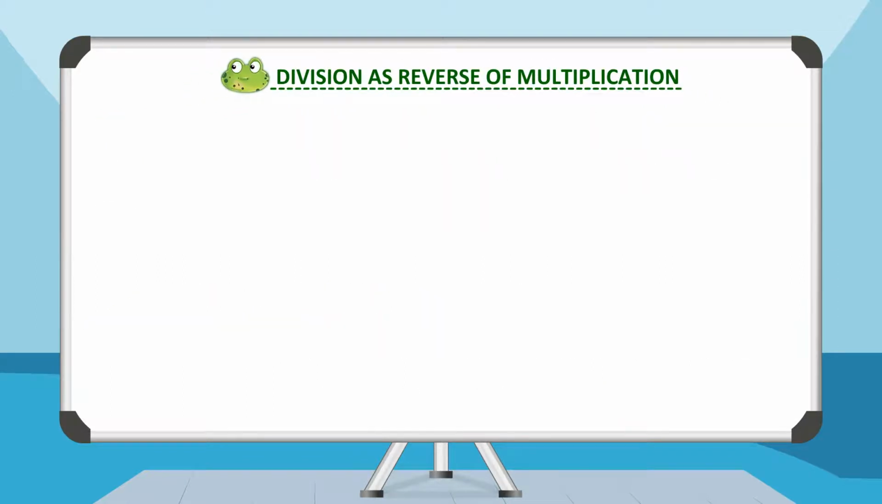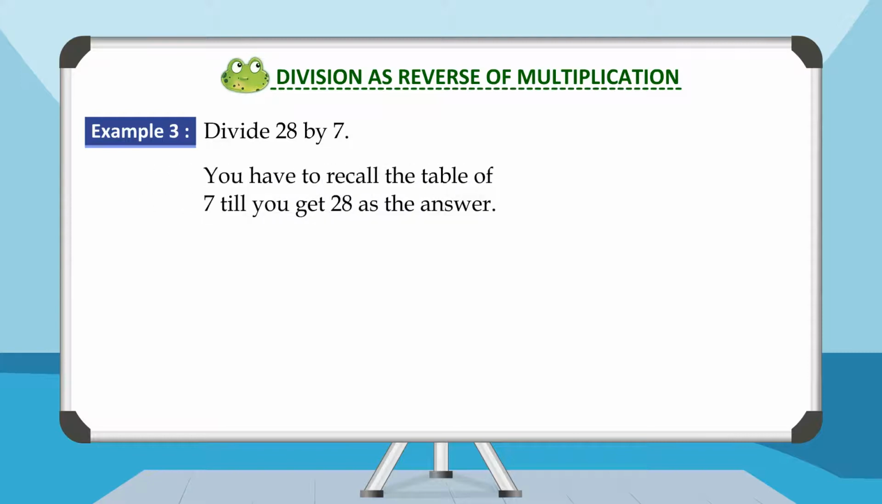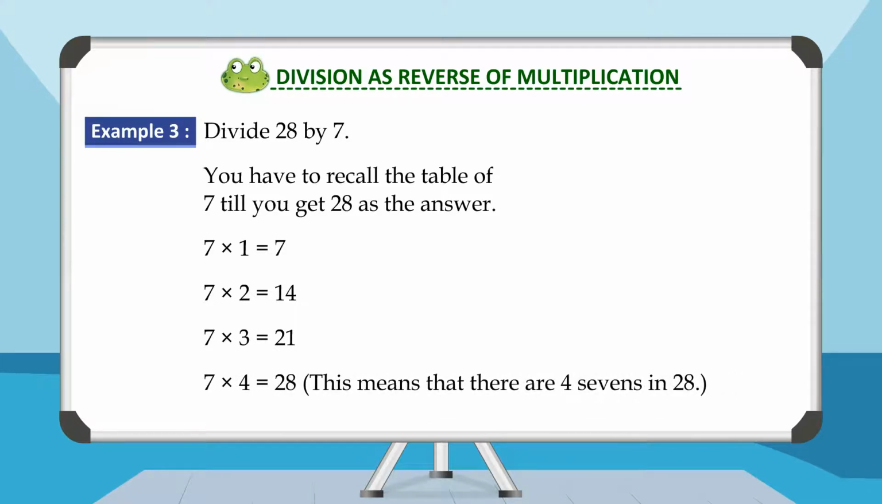Division as reverse of multiplication. Example 3. Divide 28 by 7. You have to recall the table of 7 till you get 28 as the answer. 7 into 1 is 7. 7 into 2 is 14. 7 into 3 is 21. 7 into 4 is equal to 28. This means that there are 4 sevens in 28. Therefore, 28 divided by 7 is equal to 4.